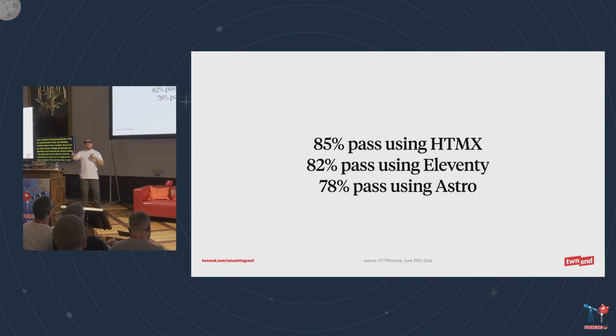How far abstracted from the raw materials of the web, the HTML, the CSS, and the JavaScript, how abstracted are those from you? How much control do you have over those materials?